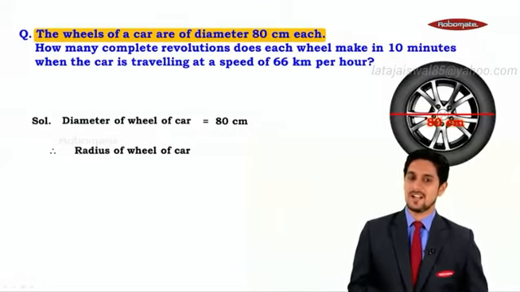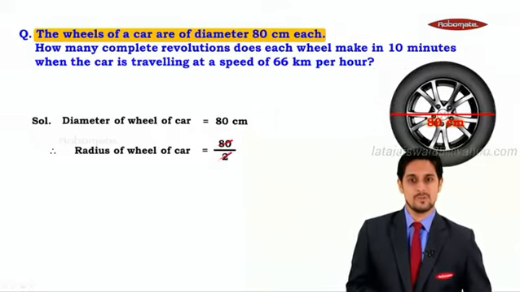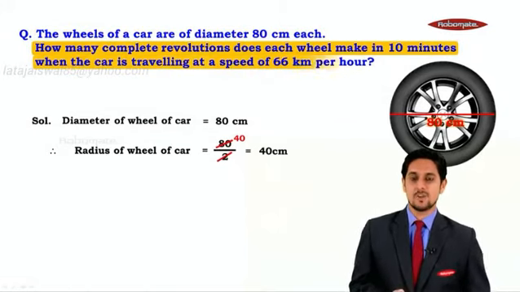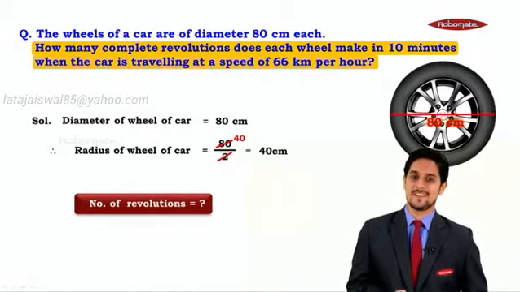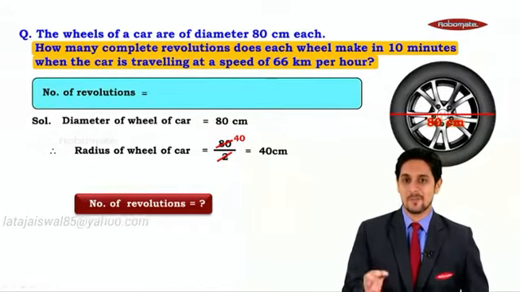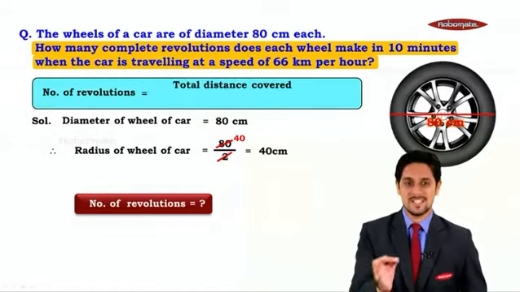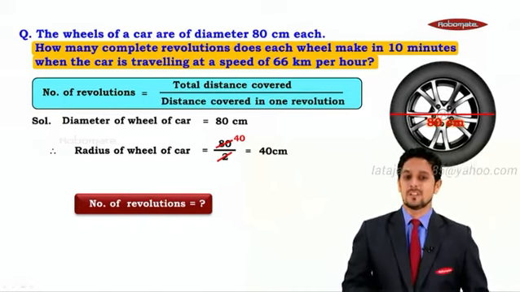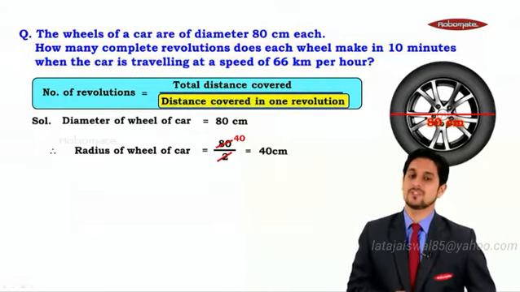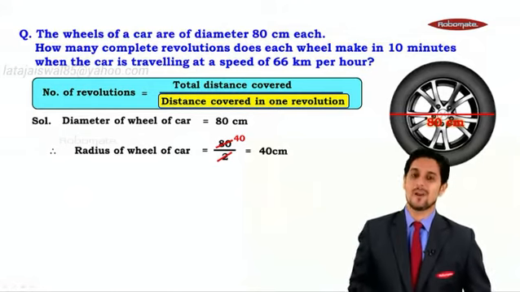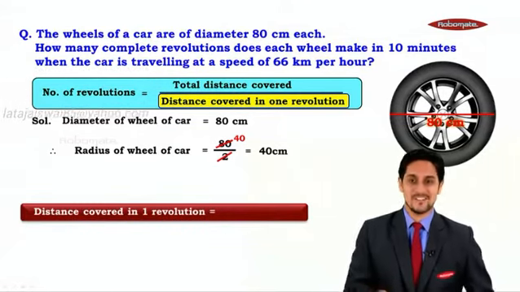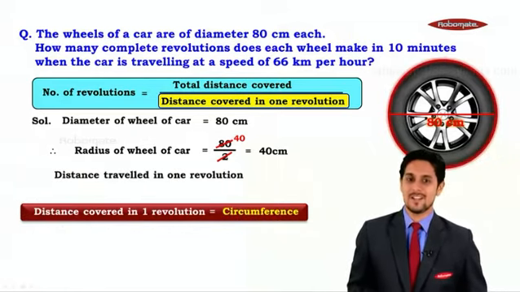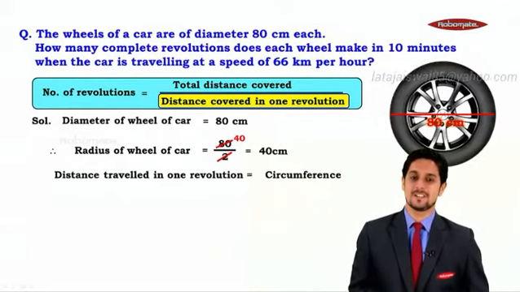So the radius of the wheel of the car will be equal to 80 upon 2, which is equal to 40 centimeters. Further, they are asking us to find the number of revolutions. And students, we know the formula of number of revolutions is equal to total distance covered upon the distance covered in one revolution. So let us first focus on finding the denominator of this formula, which is distance covered in one revolution. And we know the distance covered in one revolution is the circumference of the wheel.